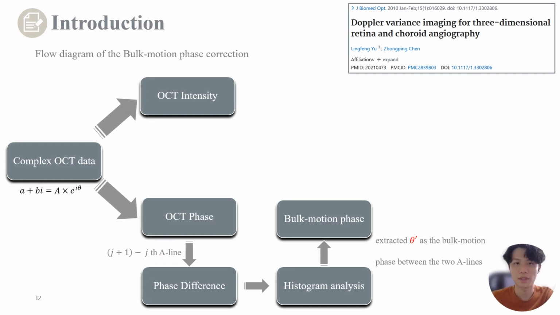Okay, the next step is to analyze the histogram of the phase difference and find the most distributed phase theta plot as the bulk motion phase between the two A lines, and correct it on the J+1 A line.